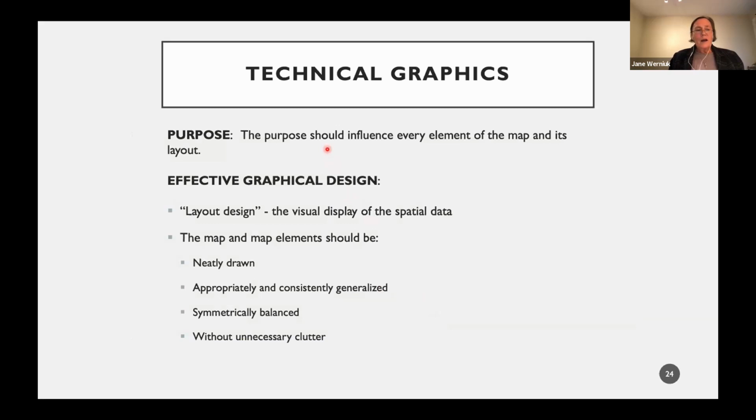The purpose. All maps have a purpose, and that should influence every element in the map and its layout. There are several things to consider for effective graphical design. Layout design refers to the planning and decision-making processes involved in the visual display of spatial data. A balance can be achieved by rearranging the different map elements, such as the north arrow, a legend, a scale, and a title, and changing the size of the text and borders, and of course colors. The map and map elements should be neatly drawn, appropriately and consistently generalized, symmetrically balanced, and without unnecessary clutter.